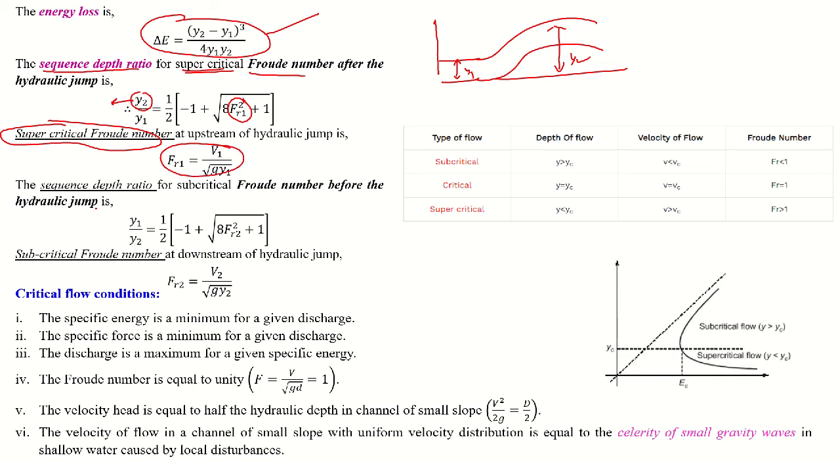Again, the sequent depth ratio for a subcritical section. Subcritical means that y1 should be upside. So here that is the ratio of supercritical by subcritical, so y2 should be below. This ratio can be written like this. And in this condition, the subcritical Froude number, this is.